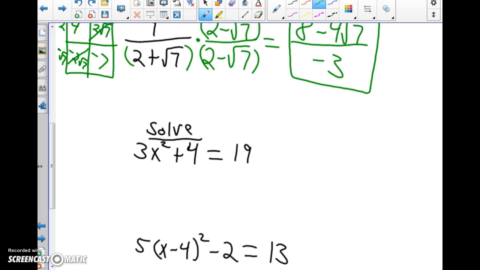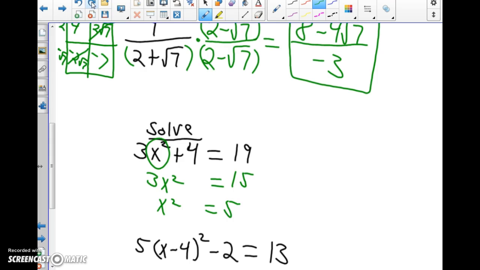Now I want to get the x squared by itself. What would you do first to get x squared by itself? Subtract the 4. So here's 3x squared, and then 19 minus 4 is 15. What do you do next to get the x squared by itself? Divide by 3. So x squared equals how much? 5. X squared equals 5.